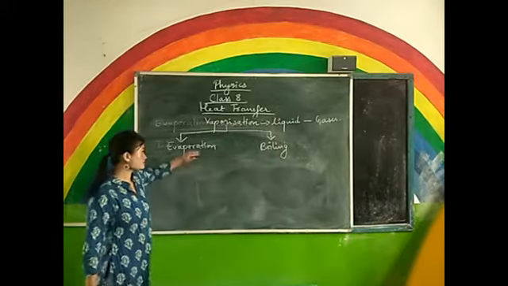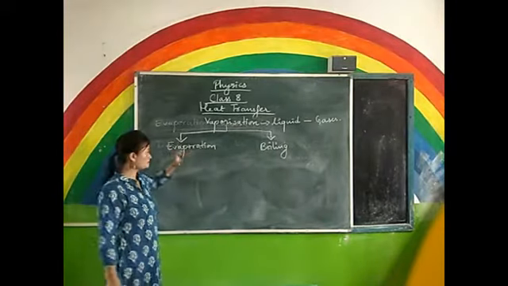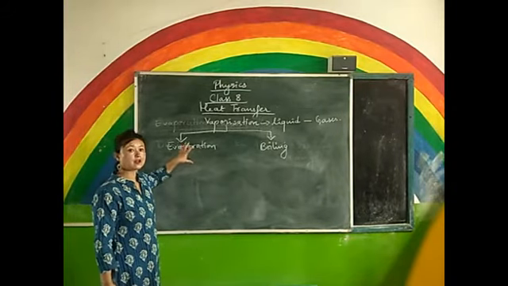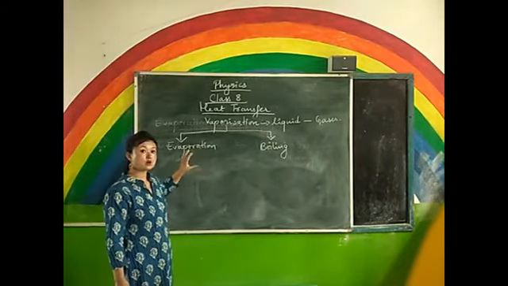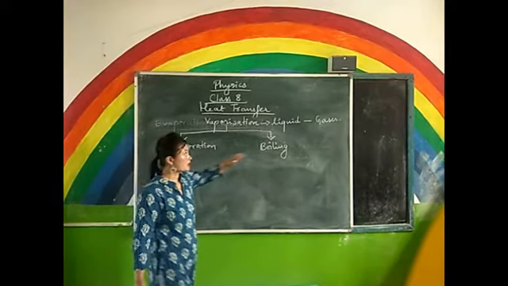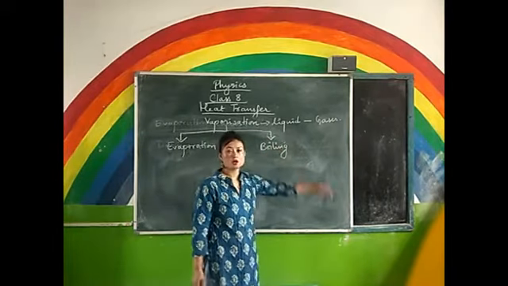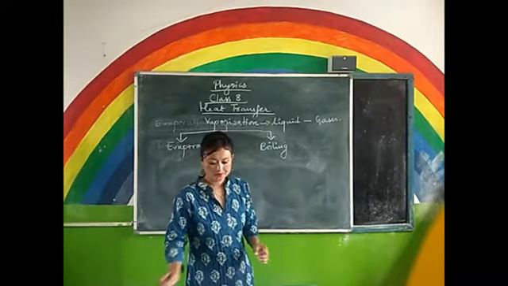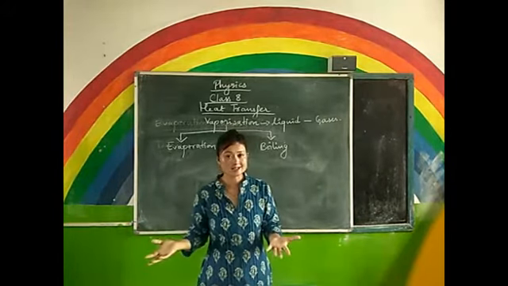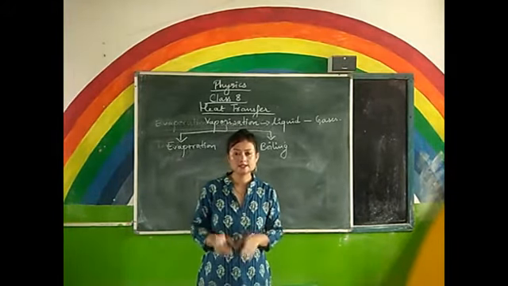Now, we've discussed evaporation already: how does evaporation take place, what actually is evaporation, and what are the factors that affect evaporation. Today we will be discussing boiling. Boiling is a phenomenon in which liquid changes to gases at a particular temperature.